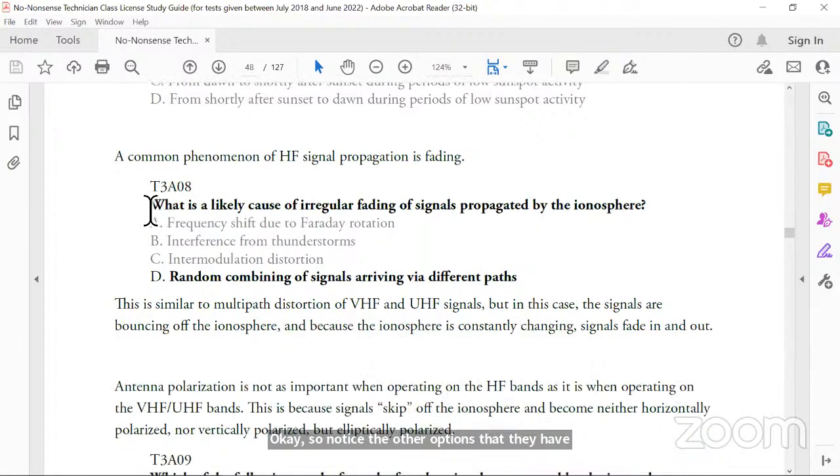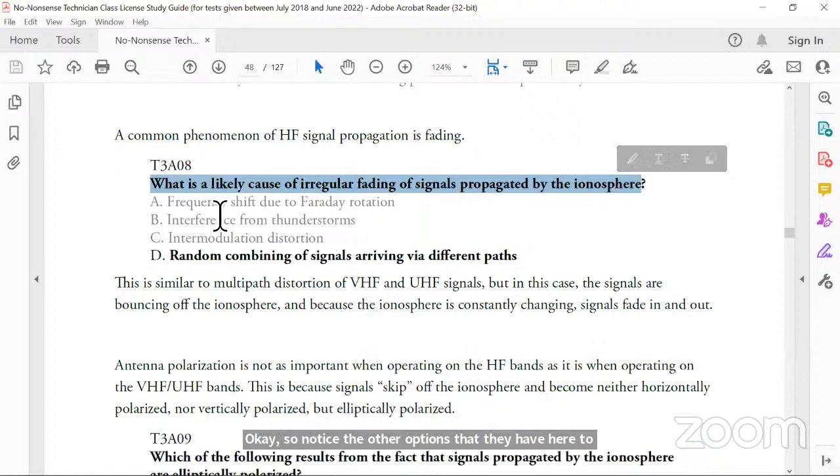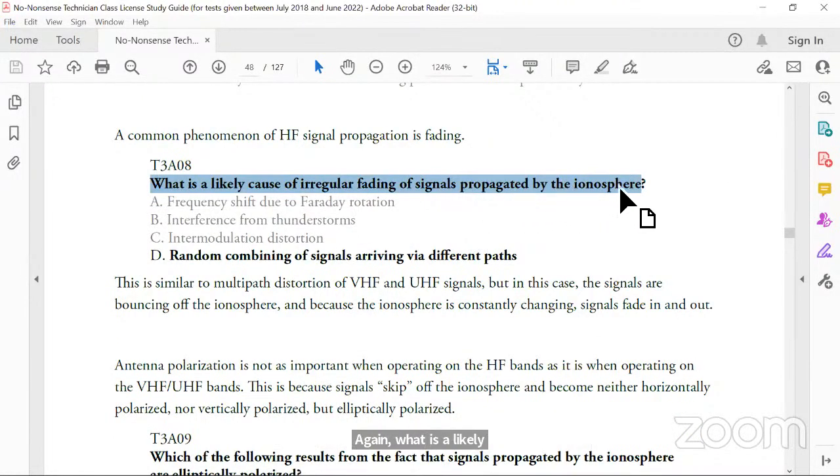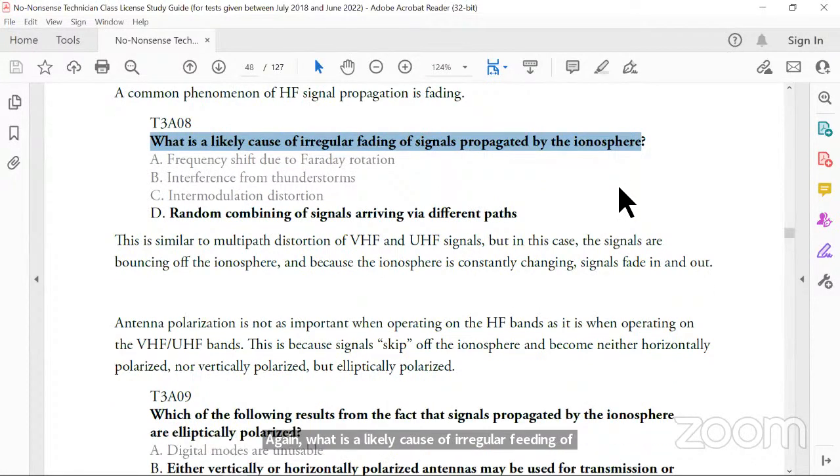Okay, couple more questions again. What is a likely cause of irregular fading of signals propagated by the ionosphere? So we learned about that. We said that random combining of signals arriving via different paths is the cause of that.